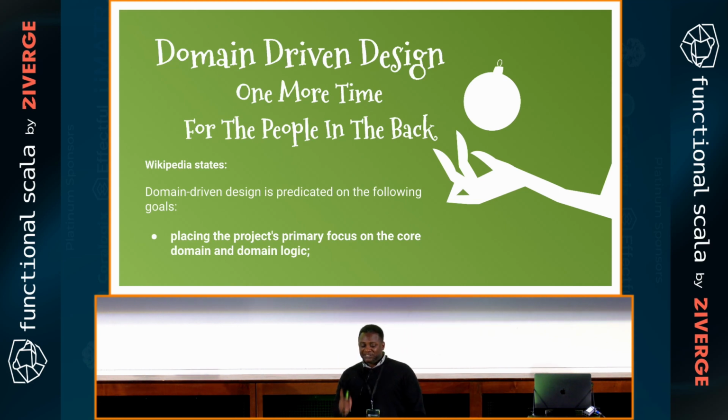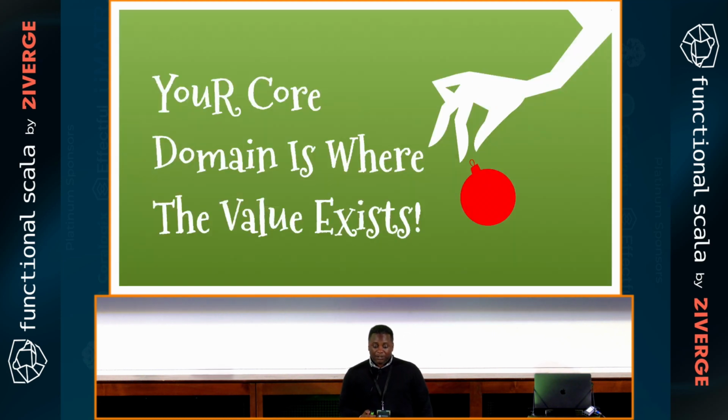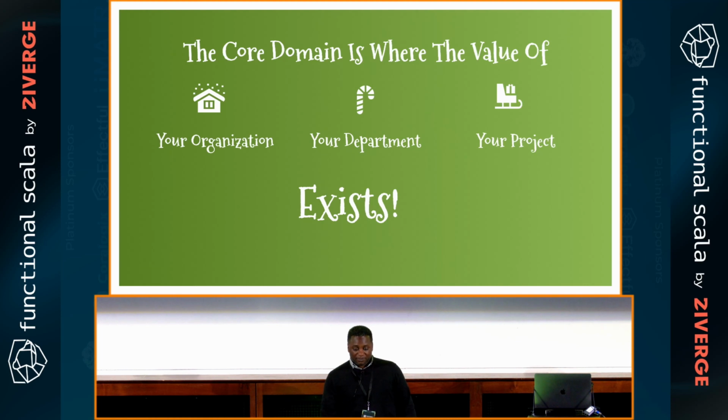Wikipedia says domain-driven design is predicated on the following goals: placing the project's primary focus on the core domain and domain logic. Your core domain is where the value exists. It's not in your deployment to Spark. It's not the fact that you run on AWS or Azure. It is the thing that makes your business and your company unique. So the core domain is where the value of your organization, the department, and your project exist.